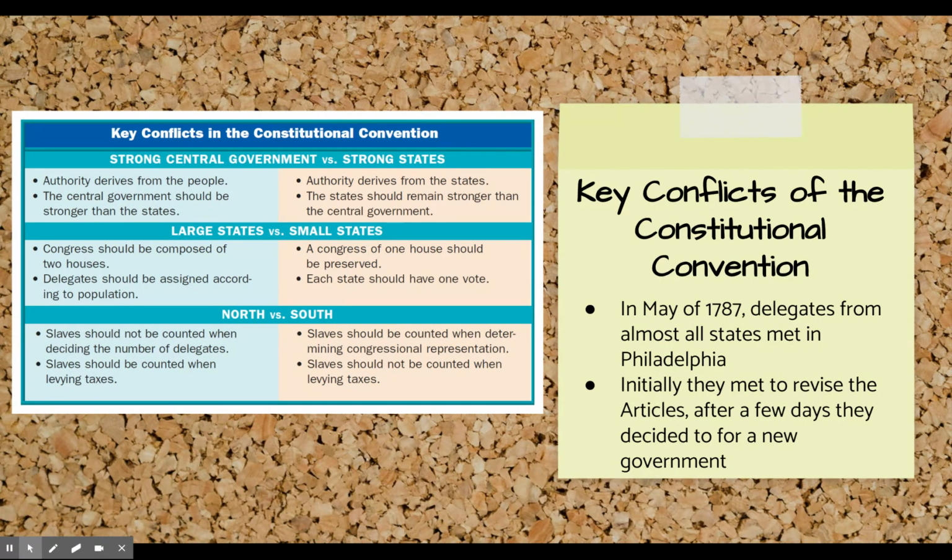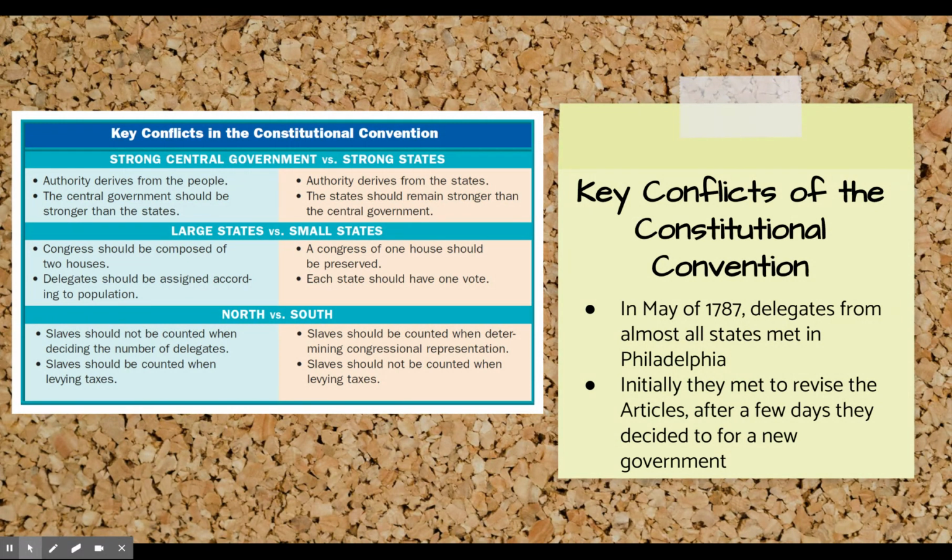So some key conflicts of the Constitutional Convention. In May of 1787, delegates from almost all states met in Philadelphia to review the articles. Initially, they met to try to revise the articles. They just wanted to fix it to make it better. But after a few days, they realized that they needed to start from scratch. Some of the major issues they would need to review would be strong central government versus strong states. At this time, the states still wanted their own autonomy. They were unwilling to give up that power.